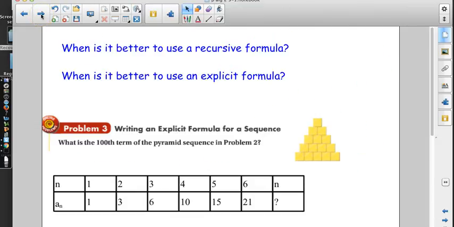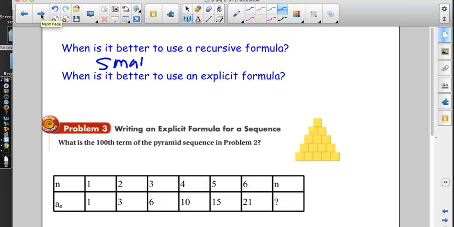Is it better to use a recursive formula? I'm going to tell you, I can't stand recursive formulas. I don't like repetition. And I don't want to sit there all day and add 7, add 7, add 7, add 7, add 7. But if you only need a really small number term, then they're not so bad. So for small position terms, meaning the first one, the second one, the third one, the fourth one, then recursive wouldn't be so bad. You just need some right at the beginning.